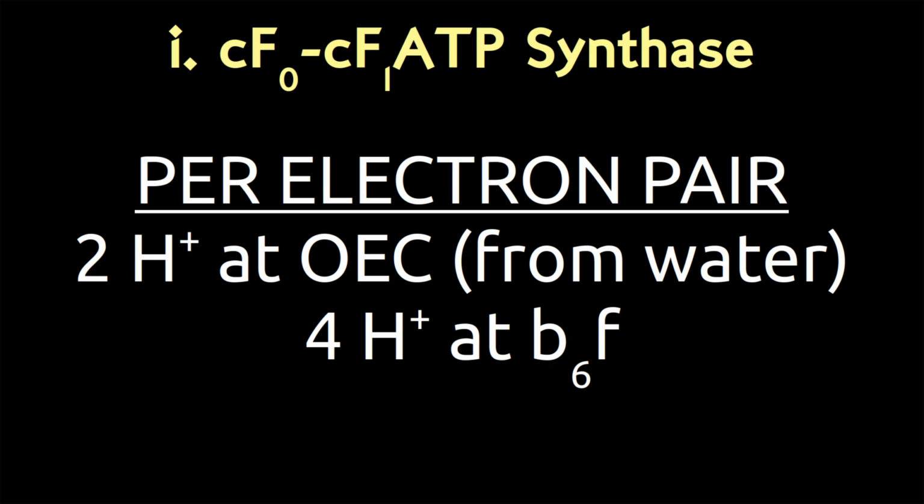For every electron pair, we got two protons at the oxygen-evolving center, both of which came from water. And then we got four protons at the B6F. So per pair, we're actually getting six protons. You might think to yourself, hey, that's not as good as a mitochondrial electron transport chain. But yes, we did it from light. Basically did it for free. We could just shine light all around and pump things across. It's fun and amazing.